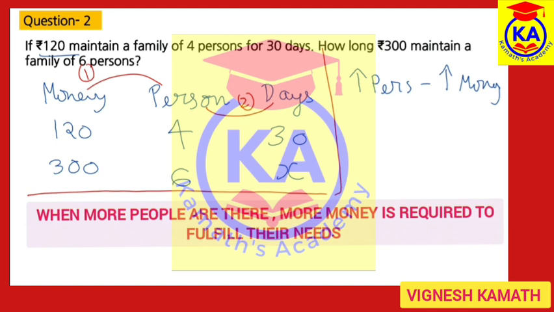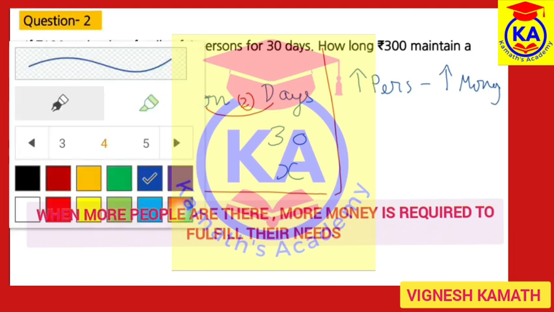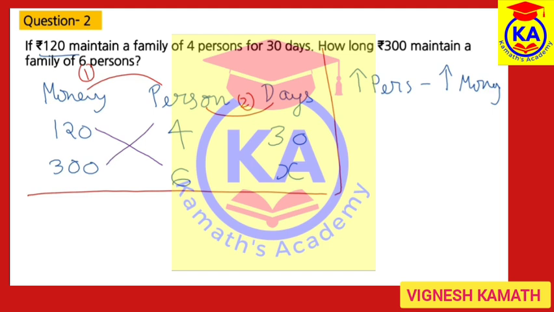So what is the formula when both ratios are in direct proportion? You have to do cross multiplication. So that is 120 into 6 is equal to 4 into 300. Keep it as equation number 1. Direct proportion, so you do cross multiplication. Keep it aside now.